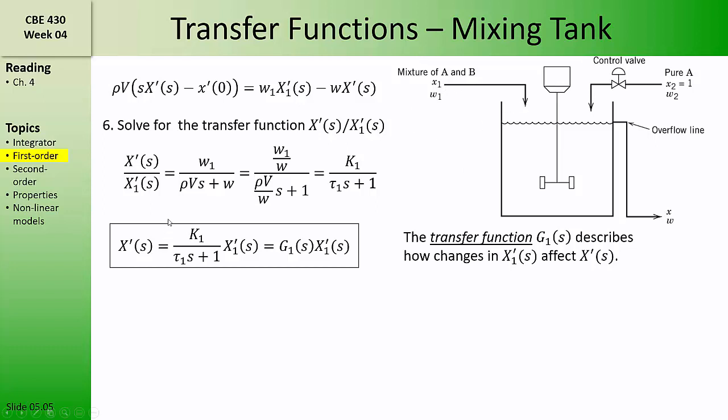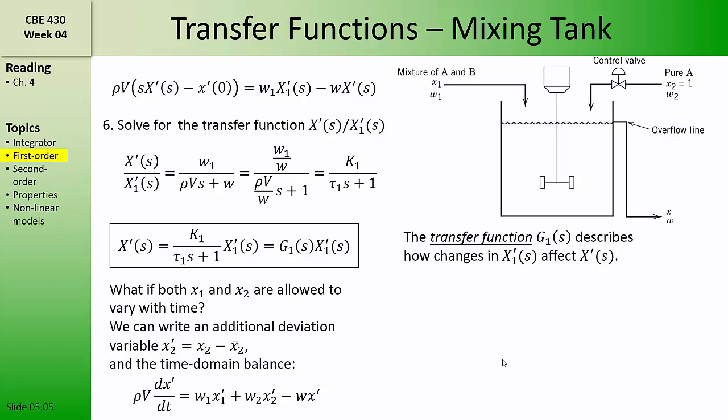And we find a transfer function that has a first-order polynomial in s in the denominator with a constant term of 1. The transfer function that we define as G1 here describes how changes in the incoming stream composition X1 affect the effluent stream composition X. In this case, our model has only one input variable, X1, and only one output variable, X.